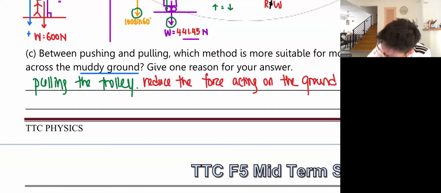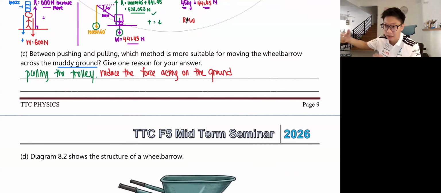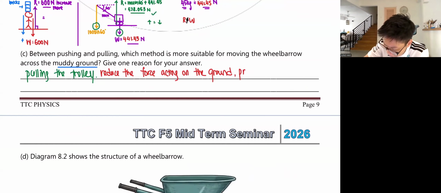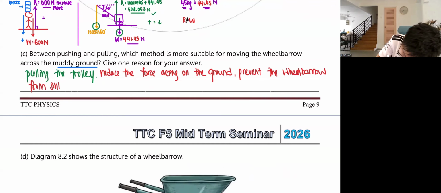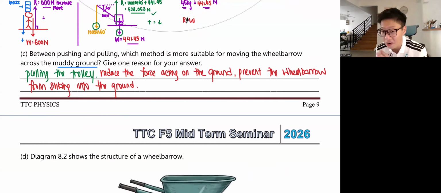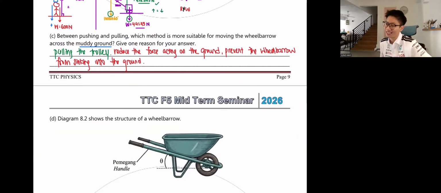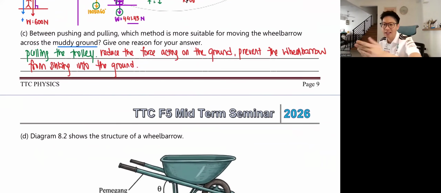So therefore we pull the trolley so that we can reduce the force acting on the ground. Pulling the wheelbarrow also makes it feel lighter. If you reduce the force acting on the ground, it will prevent the wheelbarrow from sinking into the ground. What you're trying to do is prevent the wheelbarrow from sinking into the floor. If it sinks into the floor and you push, you get a submarine already.